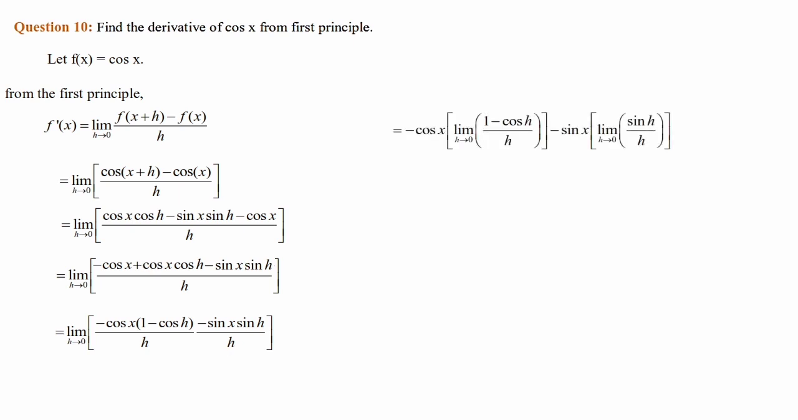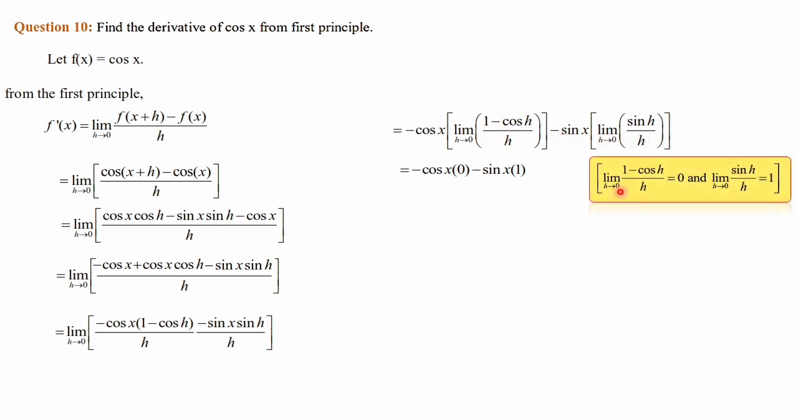That is, minus cos x we can take out. Then limit h tends to 0, (1 minus cos h) by h will be coming here, because this is the formula we can use. And minus sin x we can take out, and limit h tends to 0, sin h by h. This is also a formula. That is minus cos x into limit h tends to 0, (1 minus cos h) by h, which we can write as 0. Then minus sin x into limit h tends to 0, sin h divided by h. This value is 1. We have learned this in the formulas. So this is 0 and this is 1. So minus cos x into 0 minus sin x into 1.